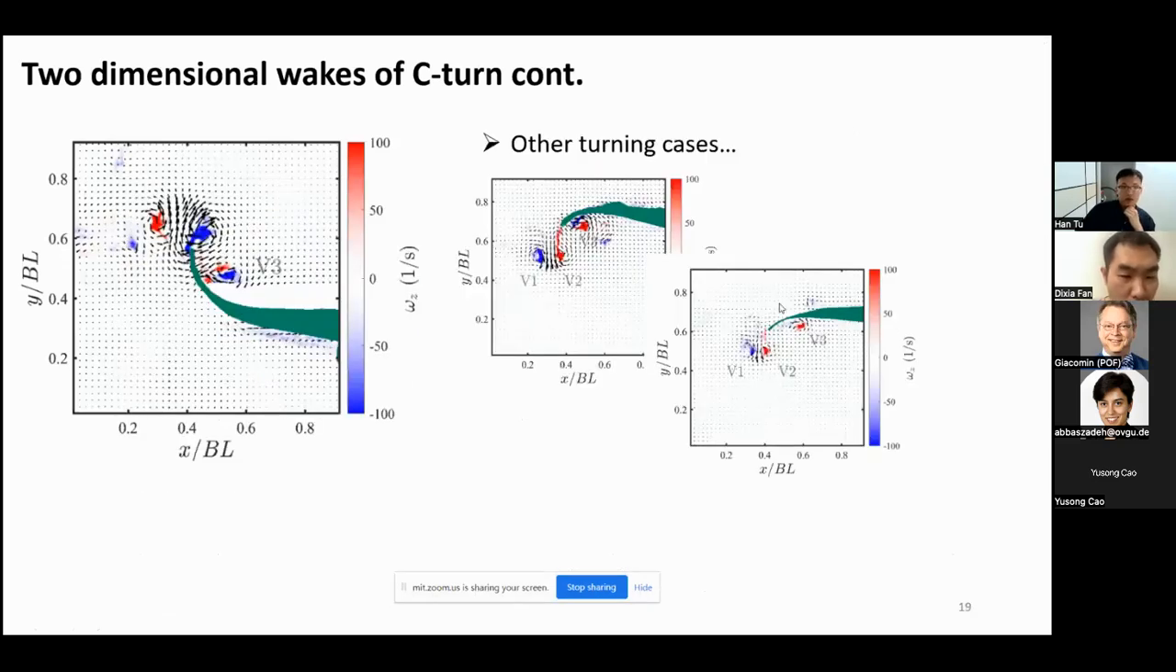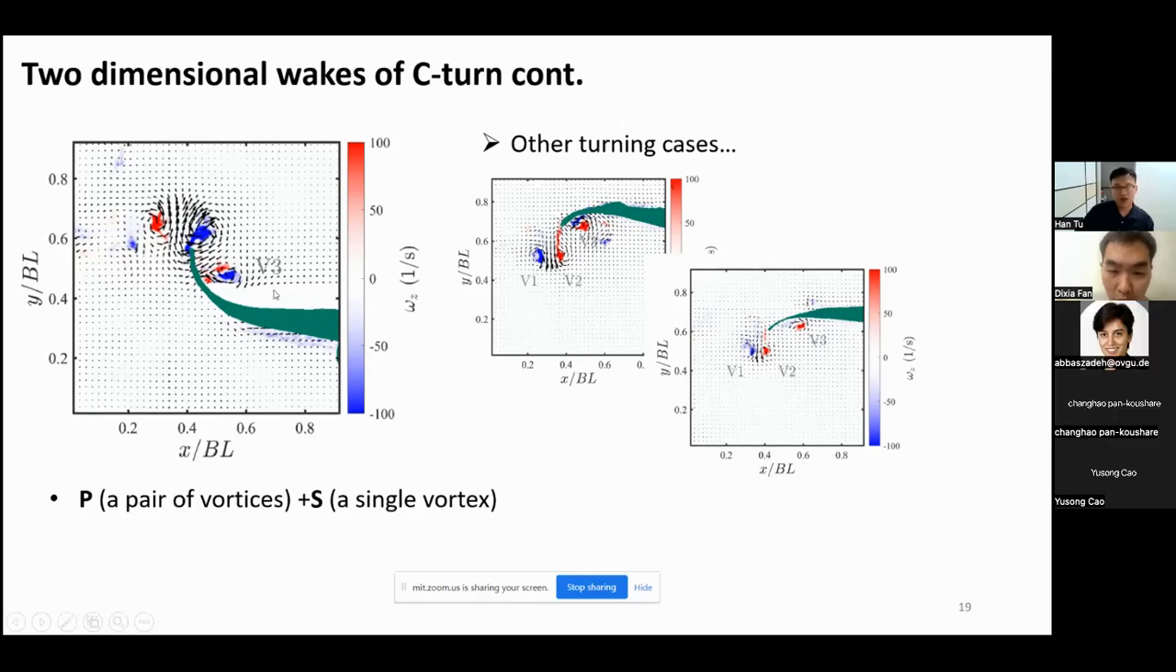In the beginning, we thought the existence of V3 was just an accident, or even caused by noise in our data. But then we checked many other cases and found that it is not. So at least for the zebrafish, the wake of turning is composed of a pair of vortices and a single near-body vortex. We call this paradigm P plus S, which means a pair of vortices and a single vortex near the bent body shape of the fish.